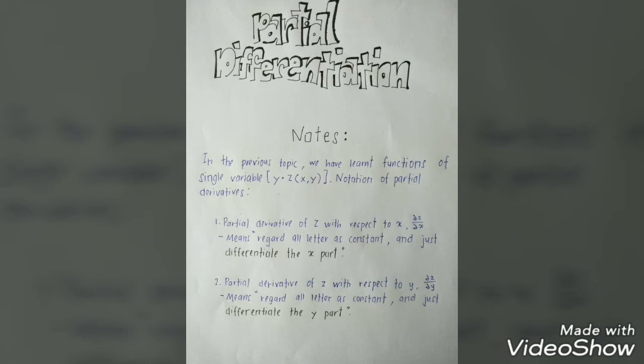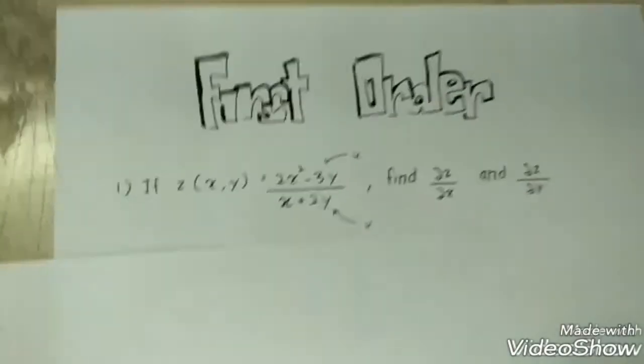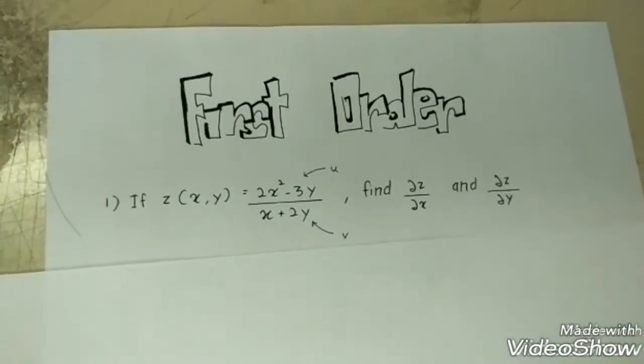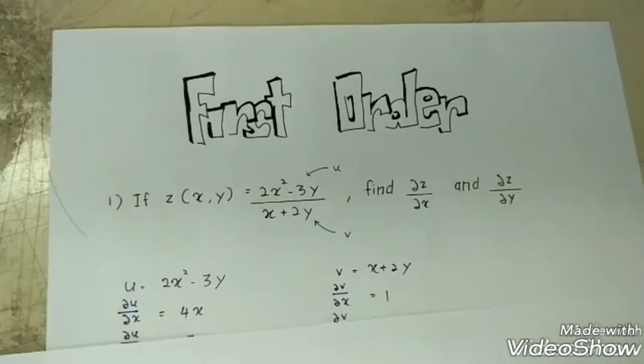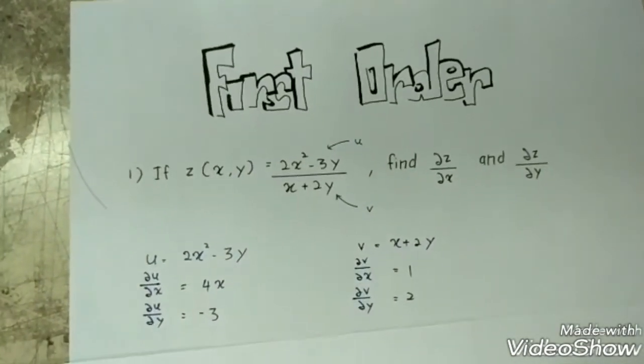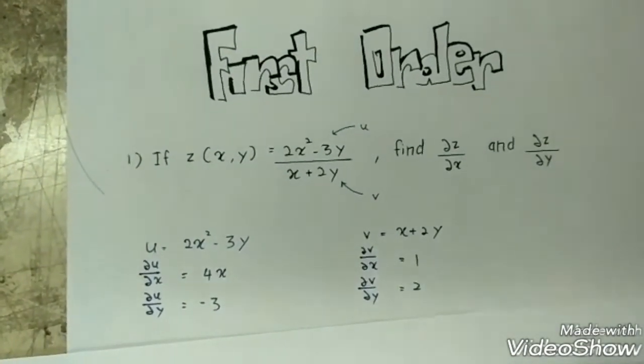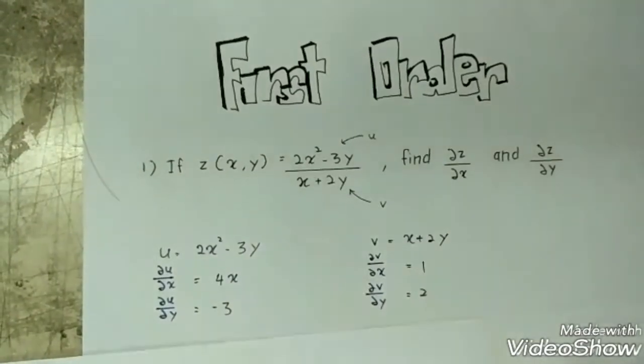Second, the partial derivative of z with respect to y, ∂z/∂y, means regard all other letters as constants and just differentiate the y part. Partial differentiation, first order. So these are 3 example questions for this topic. The first one is, if z equals (2x² − 3y) over (x + 2y), then find ∂z/∂x and ∂z/∂y.